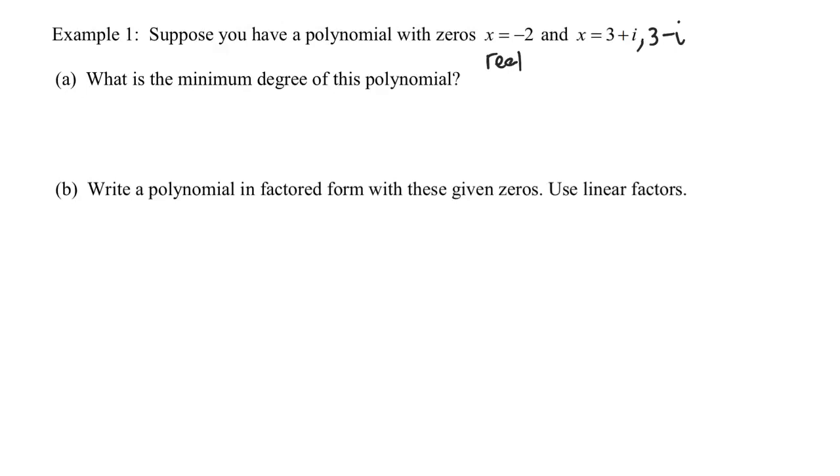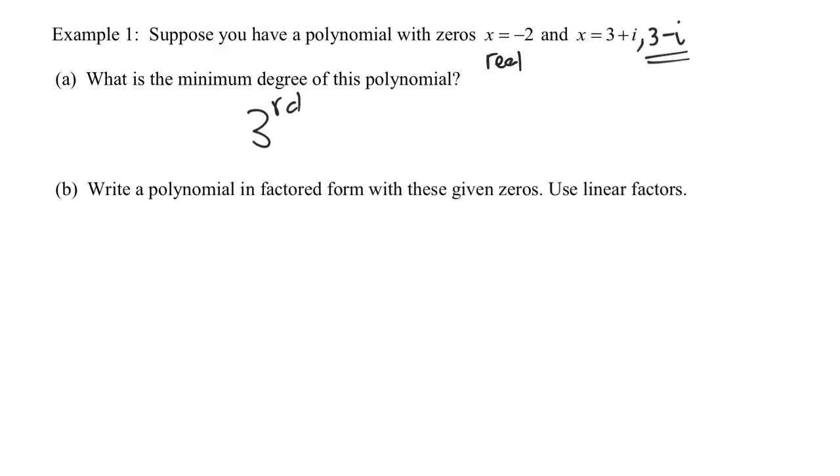I've given you 2 of them, but really what I've done is I've given you 3 of them because the implication is that the conjugate pair is a zero as well. So what is the minimum degree of this polynomial? Well, that would be 3 because we have at least 3 zeros, and by the fundamental theorem of algebra, the number of zeros has to equal the degree of the polynomial. So this is at minimum a 3rd degree polynomial.